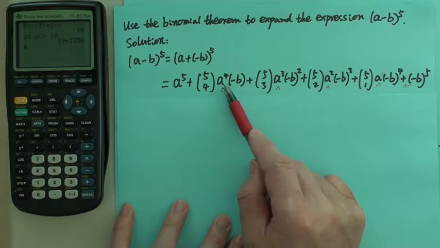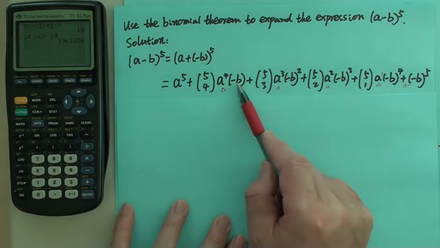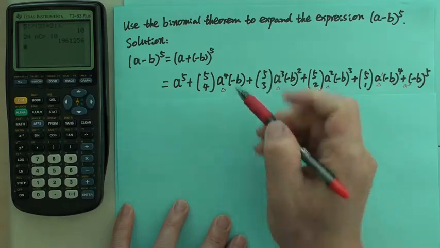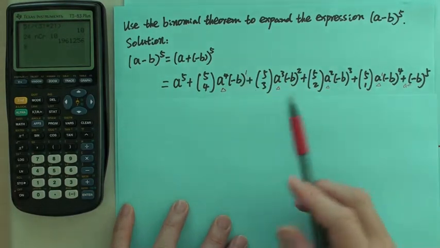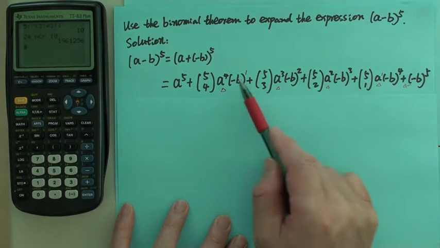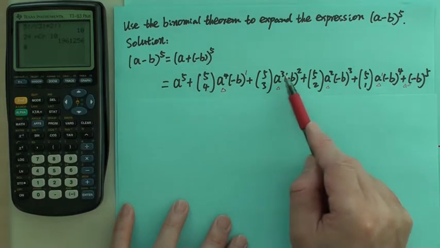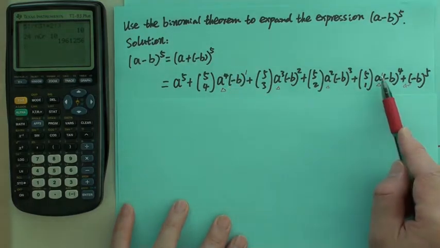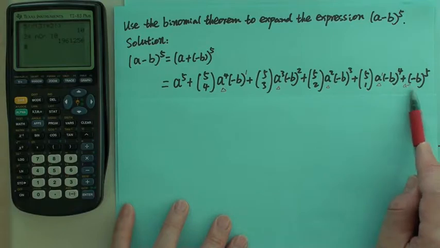Okay, so we know the exponent of a goes down, and then the exponent of negative b goes up. You see again here is 1. Negative b is negative b to the first. And 1, 2, 3, 4 going up. Again, 4 plus 1 should be equal to 5 here. 3, 2 is 5. 2, 3 is 5. 1, 4 is 5. Okay? The last one is like that.